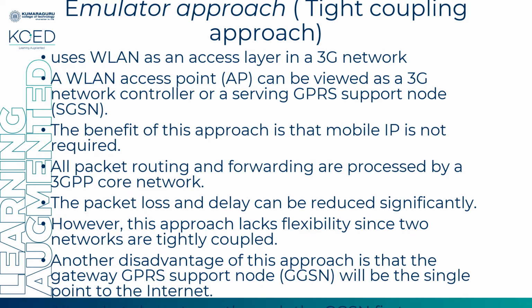Yes. So here the disadvantage of a tightly coupled network is that there is no flexibility. Yes. So you cannot change the architecture. Yes. So when you want to roam to a different network, then the existing infrastructure itself must be changed. So that is the disadvantage here. Yes. So here the GGSN, that is the gateway GPRS node, will be a single point to the internet.